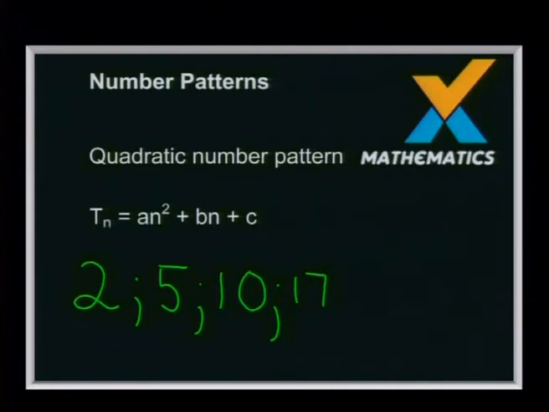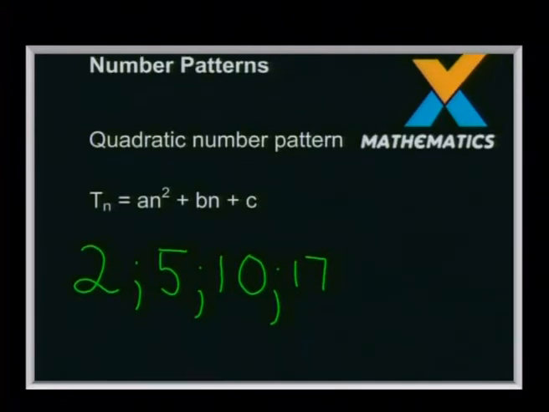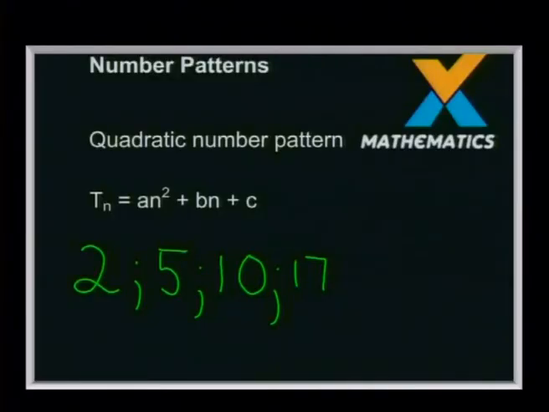Now, if we apply the tests that we know so far for arithmetic or linear, geometric or exponential to this number pattern, none of them will work. If I go 10 minus 5, that gives me 5. But 5 minus 2 gives me 3. So when I subtract, I don't get the same answers. So clearly, this cannot be linear, right?